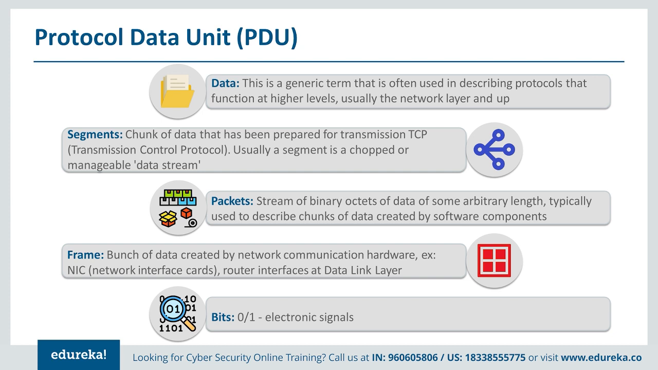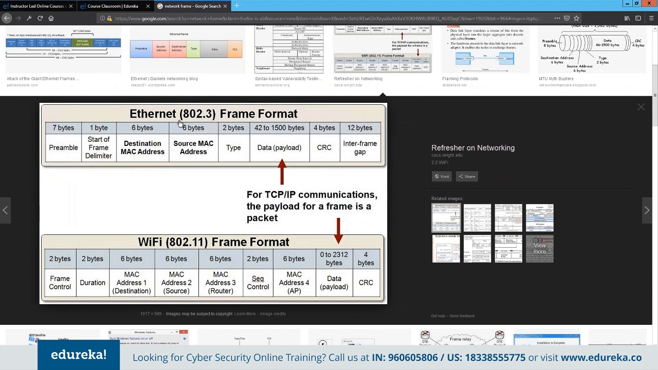The second one is frames. A frame is on layer 2, the data link layer. It's a bunch of data created by network communication hardware, so the NIC card or router interface creates this set of information. This is how a frame looks. It's the 802.3 frame format, or the 802.11 frame format. The frame will have the destination MAC address, where the information has to go, and also the sender's MAC address, the access point's MAC address, and this is where the payload comes in.